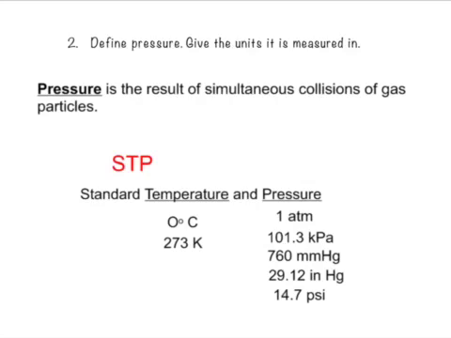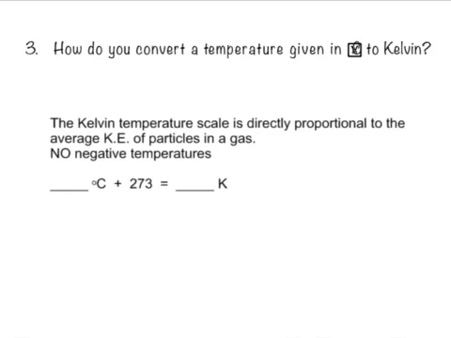There are many different units that pressure can be measured in. Some of these include atmospheres, pascals or kilopascals, millimeters of mercury, inches of mercury, and pounds per square inch. There's another one called torr. Torr is the same thing as a millimeter of mercury. All of these are common pressure units.